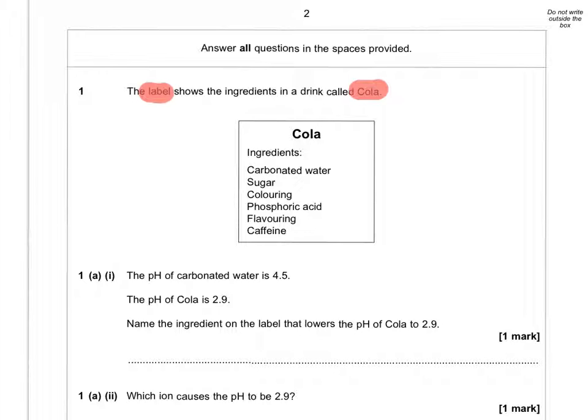In terms of science, this is probably going to be the one we're interested in because of the word at the end. It says the pH of carbonated water is 4.5. So we've got to study this. And the pH of cola is 2.9. Name the ingredient on the label that lowers the pH of cola to 2.9. Well, we've only got one thing that's going to be acidic to lower the pH.